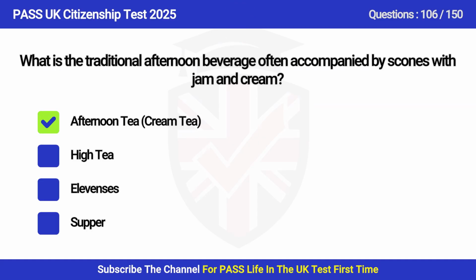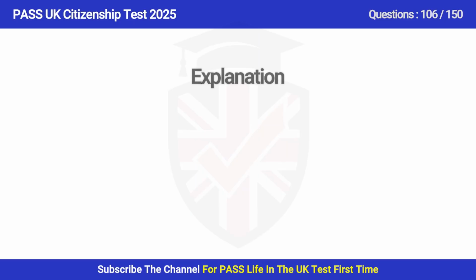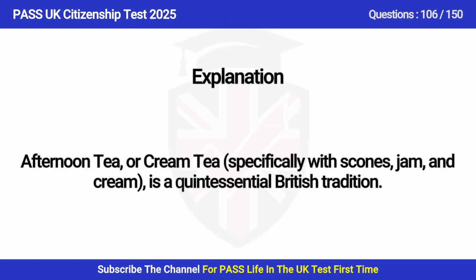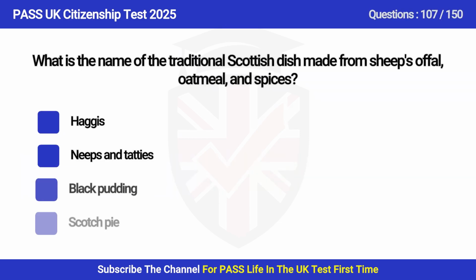The answer is A. Afternoon tea, cream tea. Afternoon tea, or cream tea specifically with scones, jam and cream, is a quintessential British tradition. Question 107. What is the name of the traditional Scottish dish made from sheep's offal, oatmeal and spices? A. Haggis. B. Neeps and tatties. C. Black pudding. D. Scotch pie.